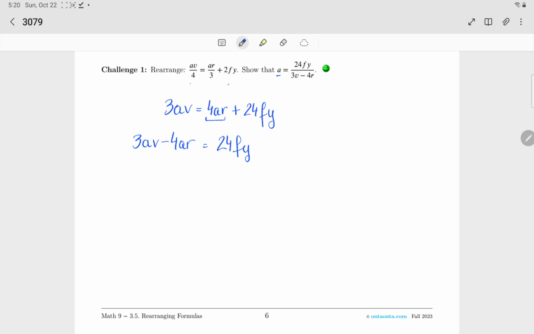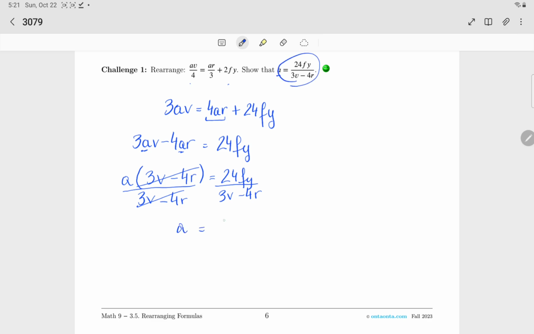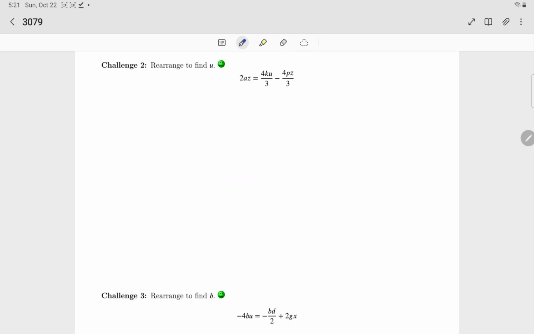We can take a greatest common factor, which is A, common for both terms. We're left with 3V minus 4r. And now we divide both sides by 3V minus 4r, which gives us the answer given above. Remember to try each question before checking the answers.